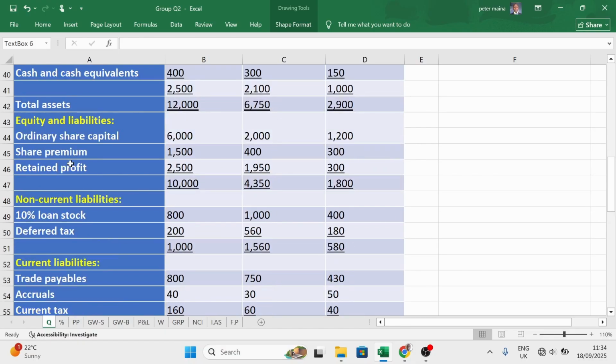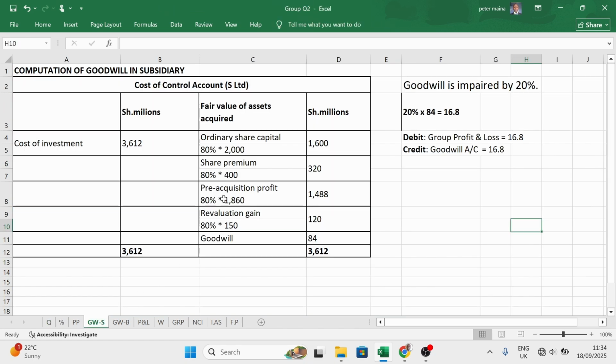S Limited, take the ordinary share capital, that is 2,000. Take the share premium, that is 400. Take these ones to the cost of control. You multiply by the share of the parent, which is 80%. So 80% of 2,000, 1,600. For the share premium, the same, 80% of 400, 320.